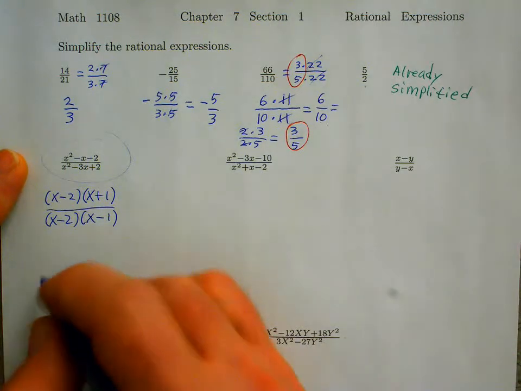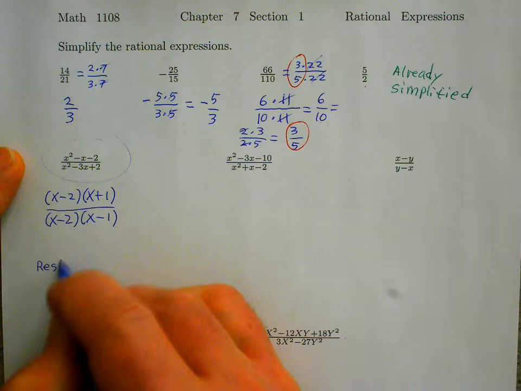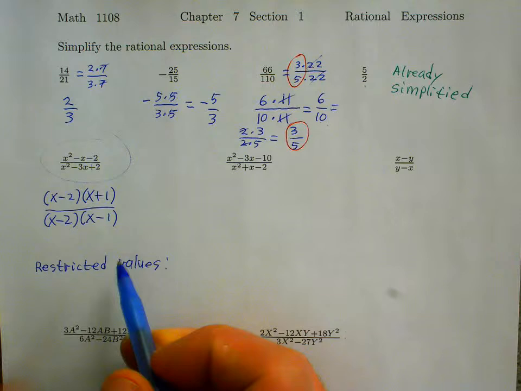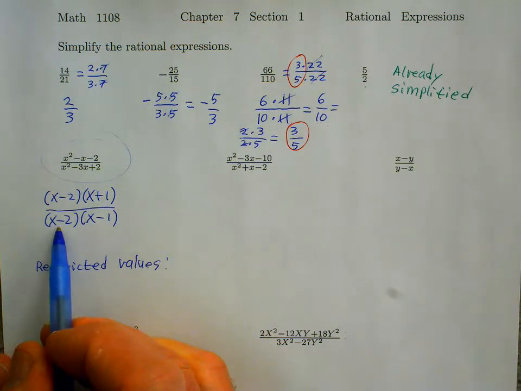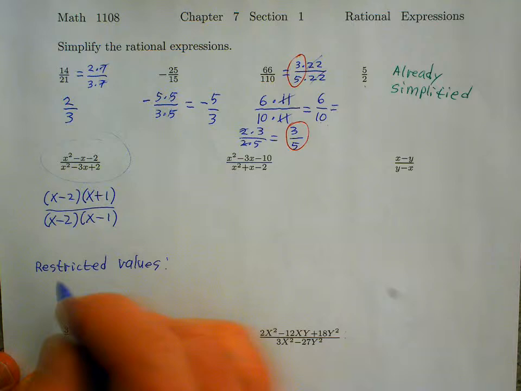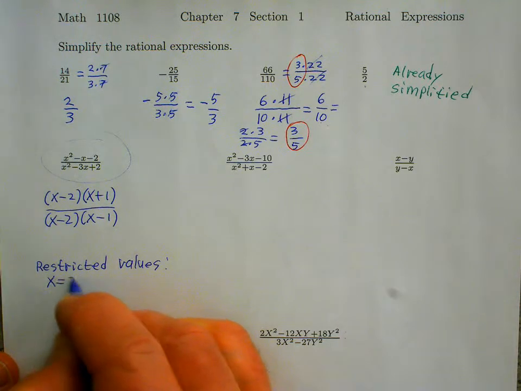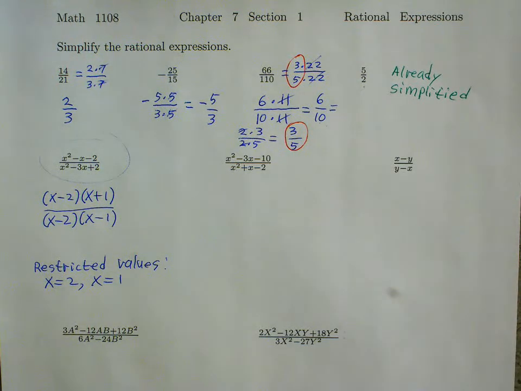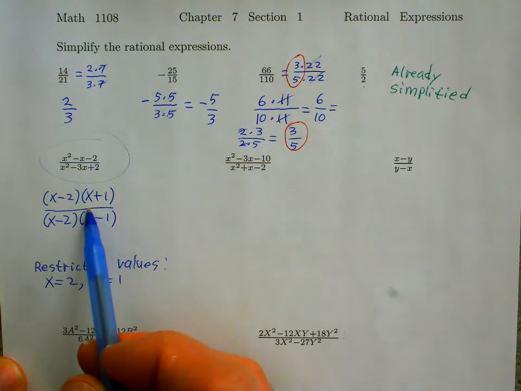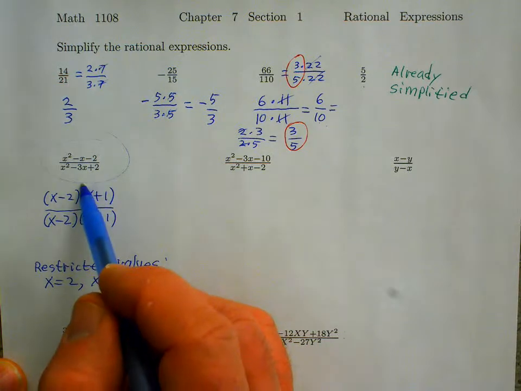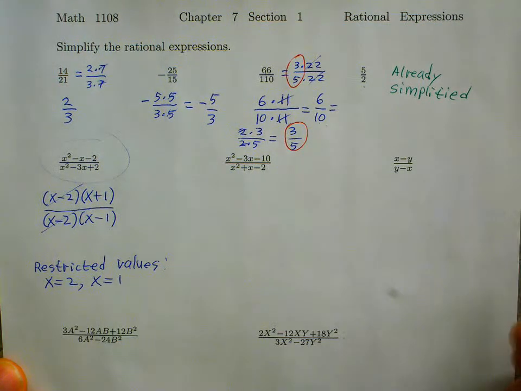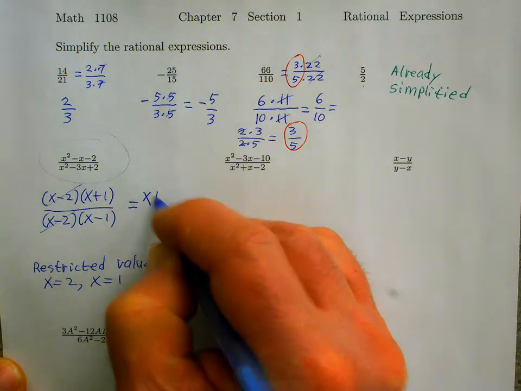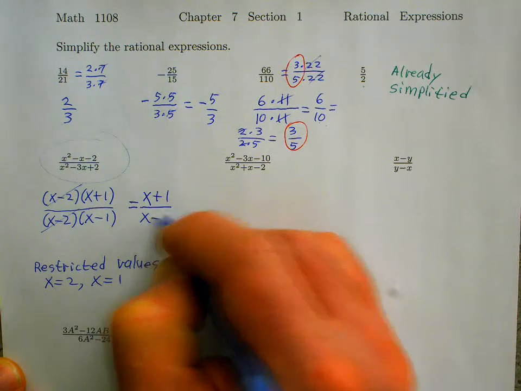So we note the restricted values. Those are the numbers that make the denominator 0. So the factors in the denominator are x minus 2 and x minus 1. So the restricted values are 2 and 1. But then to write this in lowest terms, note that the factor x minus 2 divided by x minus 2 cancels. So the simplified expression is x plus 1 divided by x minus 1.